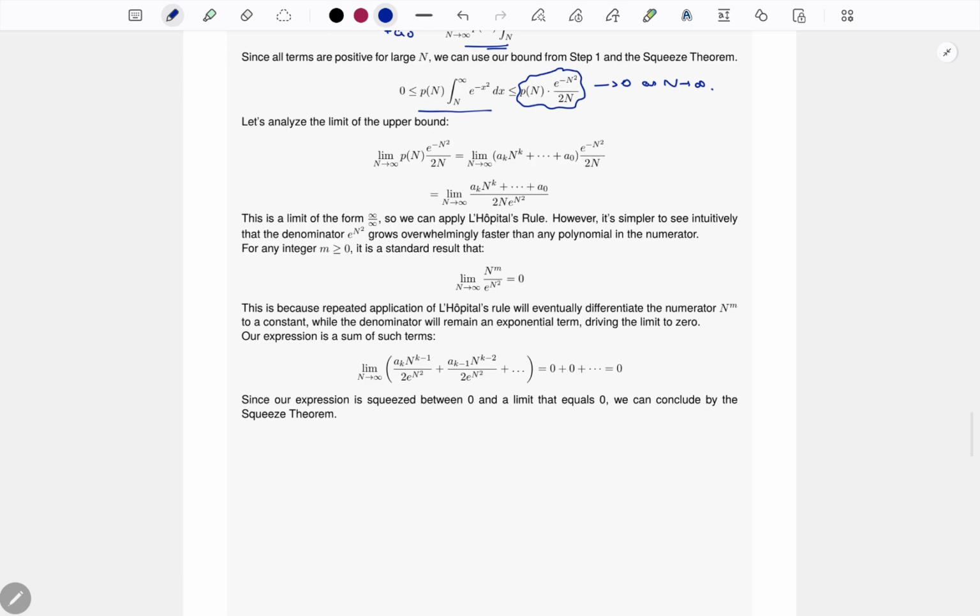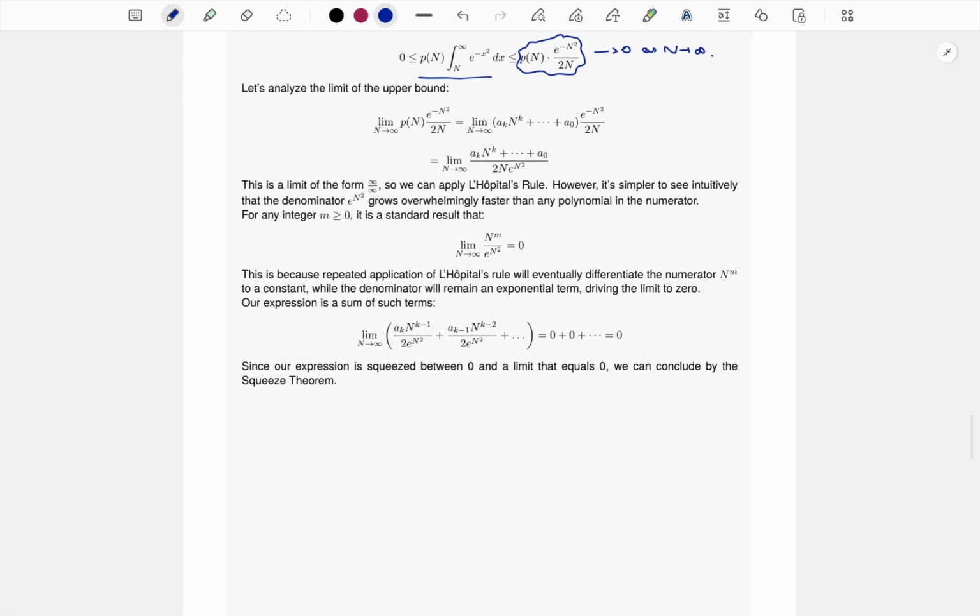So what do I have here? I have the limit as n tends to infinity of a_k n to the power k plus and so on till a_0, divided by 2n times e to the power n squared. One thing you can do here is directly apply L'Hospital's rule. But typically you can just distribute this out and apply this result, and we will be done. Because n to the power k upon e to the power n squared goes to 0 as n tends to infinity, because the exponential growth is much faster than the growth of functions of the form n to the power k.